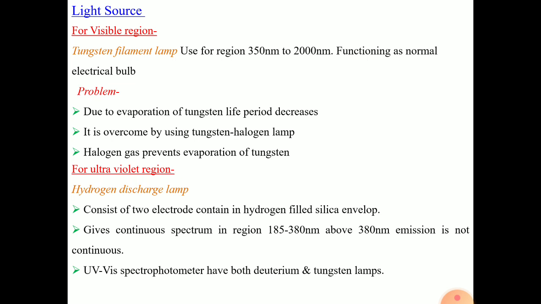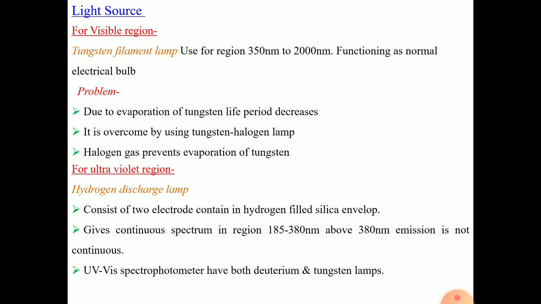To overcome that, we add halogen to the lamp. We fill halogen in the bulb along with the tungsten filament. This halogen reduces the evaporation of the tungsten. That is why the lifespan of that bulb is enhanced or increased.